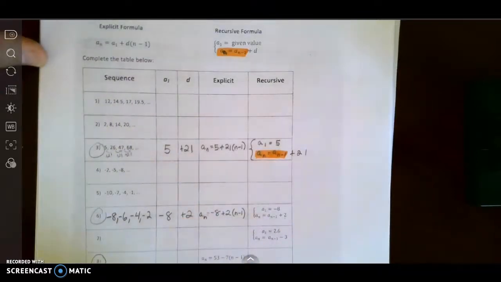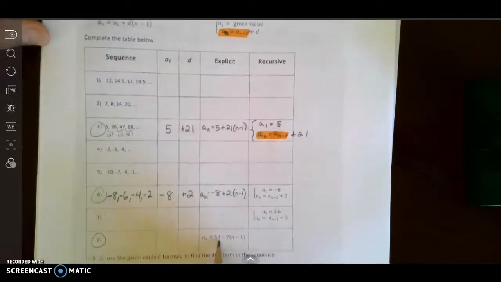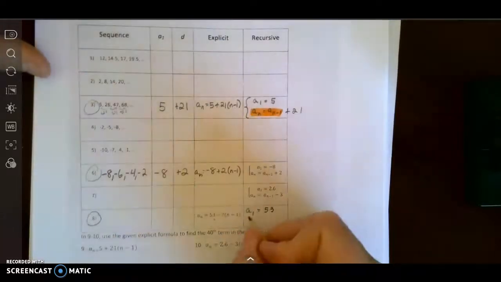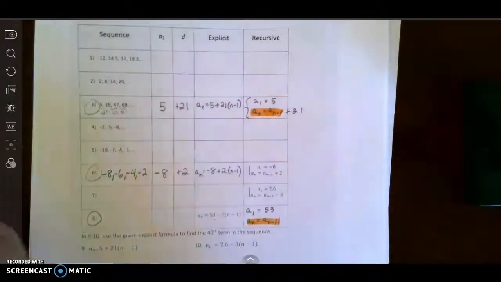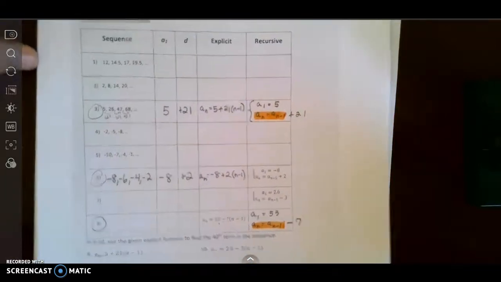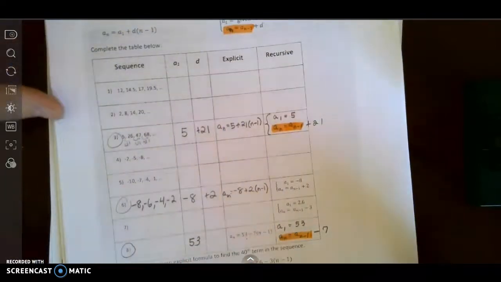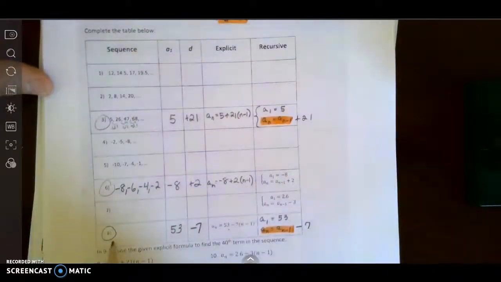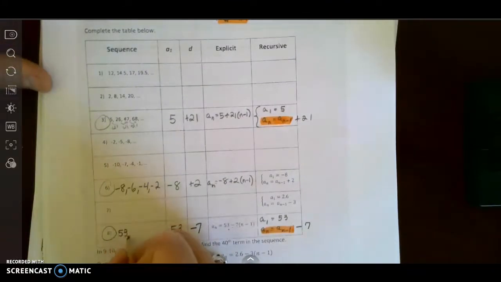Okay. Number 8, I'm given the explicit formula, which means my recursive formula, the first term must be 53. The nth term is the previous term. Remember, I always start off that way. It says my constant difference is minus 7, so subtract 7. So the first term is 53. My constant difference, I'm subtracting 7. So my first term is 53. When I subtract 7, I get 46.